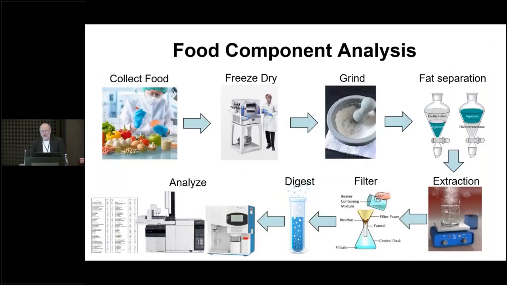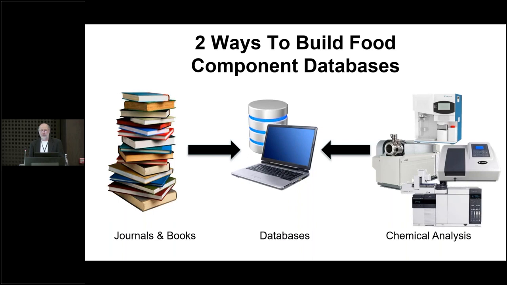So traditional food component analysis is highlighted here, where there's often a process of collecting different foods, pure foods, fundamental foods, foundation foods, or prepared foods, freeze drying, grinding, separating components through often liquid-liquid extraction. Sometimes there's further boiling to do further extraction, filtering, digesting, and then you put it through a variety of instruments to measure both the macronutrients and some of the micronutrients. It's been around for more than 100 years, and this is how most food component databases have been built.